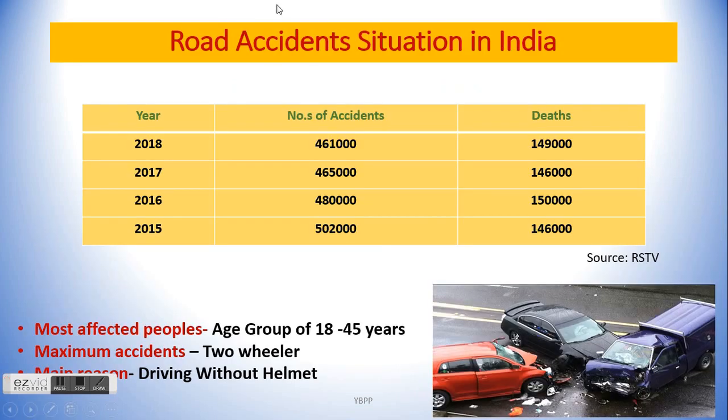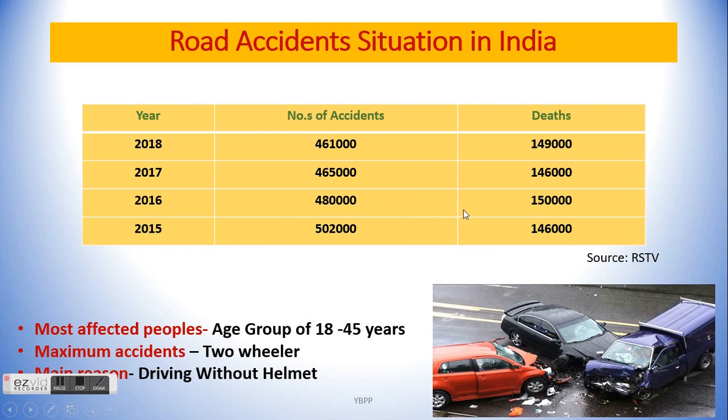Now let us take an overlook of the road accident scenario in India in the last 5 years. In 2018, the number of accidents reported was 4,61,000, and deaths because of these accidents were 1,49,000. In 2017, the number of accidents reported was 4,65,000, and deaths were 1,46,000 in India.